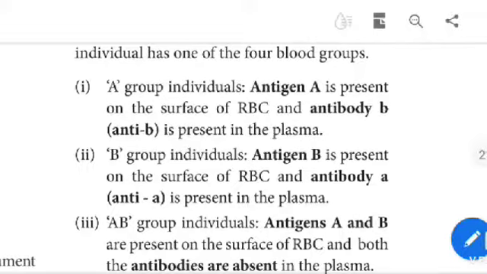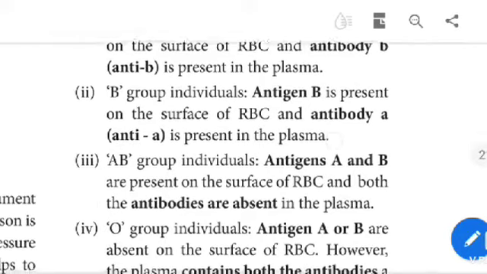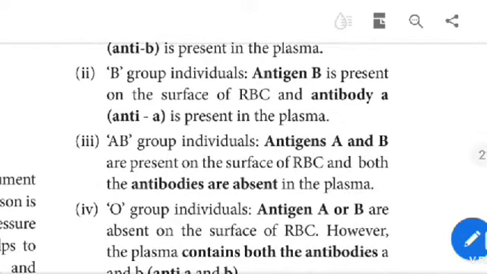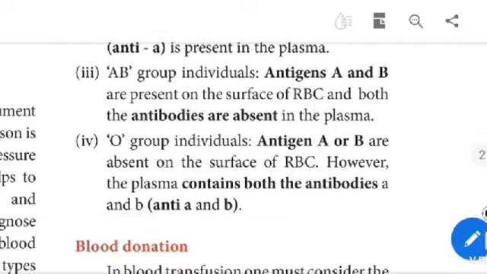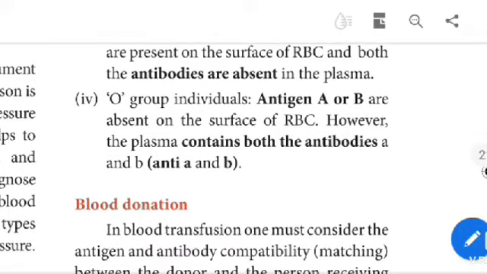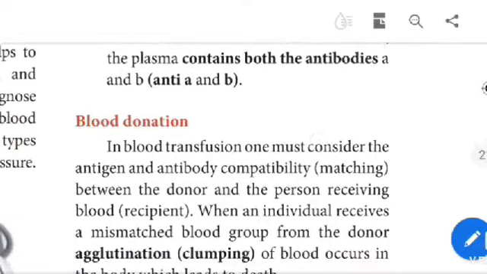In a group A individual, antigen A is present on the surface of RBC and antibody B is present in the plasma. In a group B individual, antigen B is present on the surface of RBC and antibody A is present in the plasma. In an AB group individual, antigens A and B are present on the surface of RBC and no antibodies are present in the plasma. In an O group individual, antigens A and B are absent on the surface of RBC. However, the plasma contains both antibodies A and B.